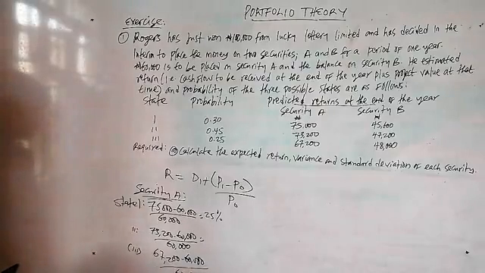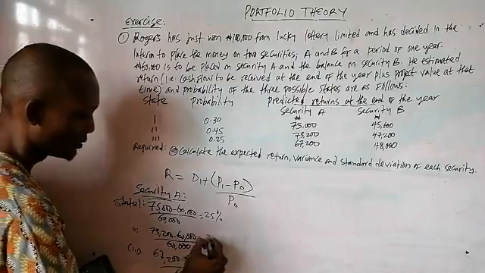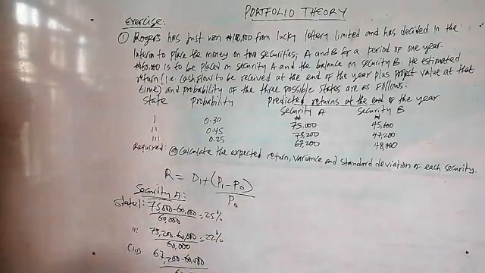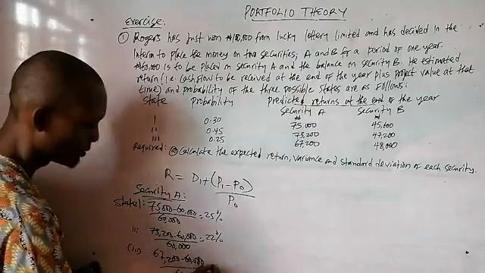So 73,200 minus 60,000, divided by 60,000. We have 22% here. Then 67,200 minus 60,000, divided by 60,000. We have 12%.